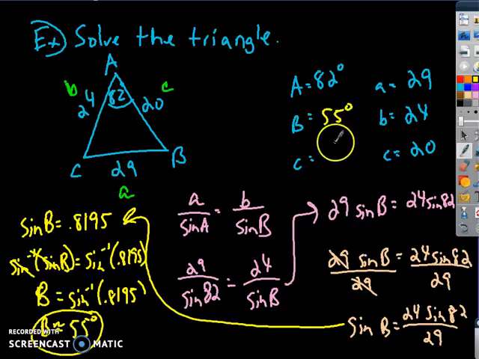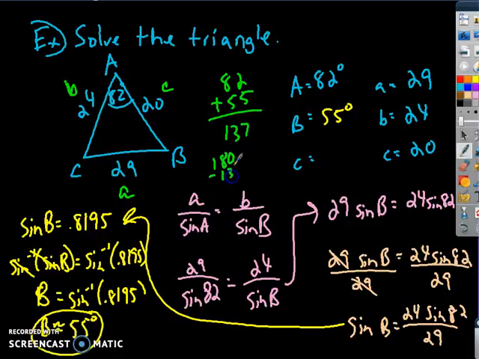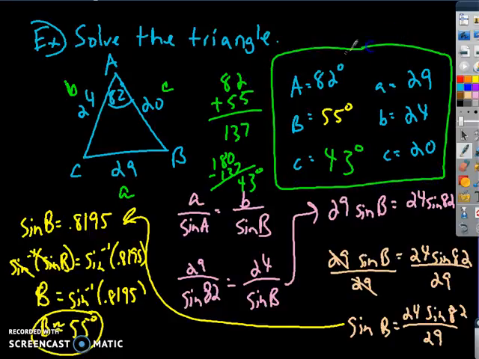Well, I got two of the angles. How could you find the third angle? You'll probably use the fact that all three have to add to 180. Let's add together the ones we have. 82 and 55 add together to 137. So we take this 137 and subtract it from 180. It's 43 degrees. So I'm going to say the answer is 43 degrees. So I've solved it. Those are all the missing parts of that triangle.